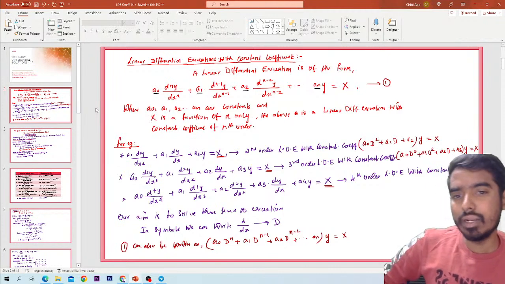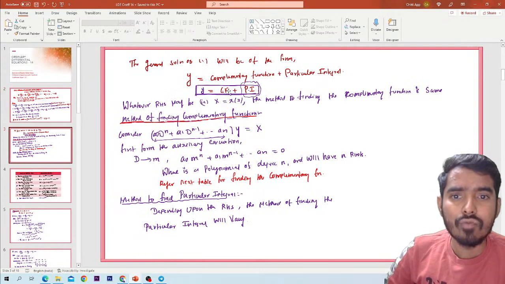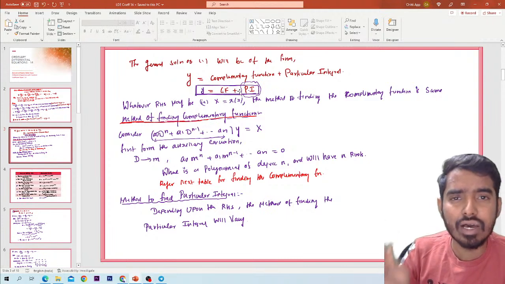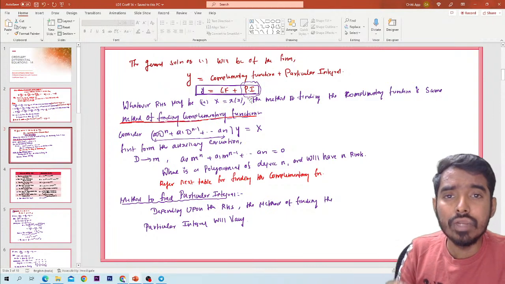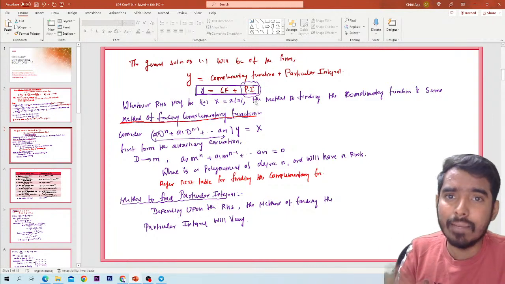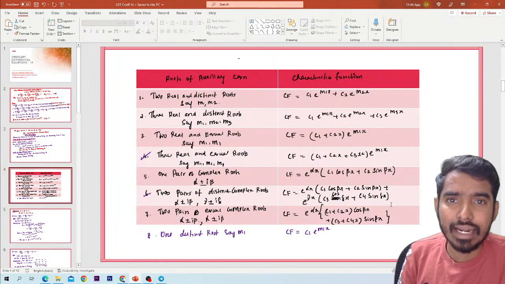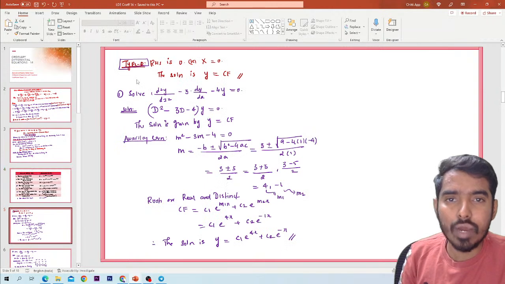Now the solution is given by y is equal to characteristic function plus particular integral. For finding the characteristic function, whatever the RHS X may be, finding CF is the same for all, right? Depending upon the RHS, you need to find the particular integral. I have given the formula for finding the characteristic function, right?